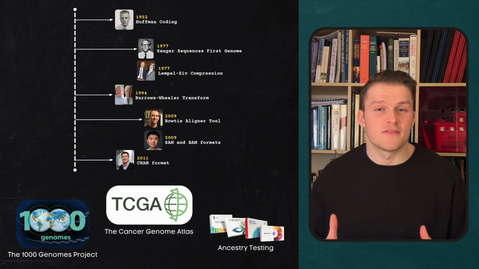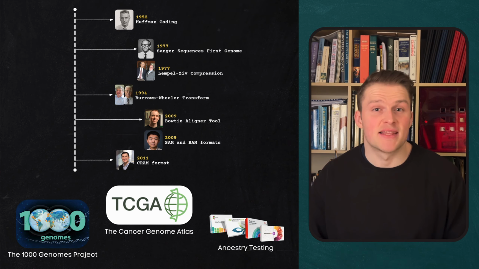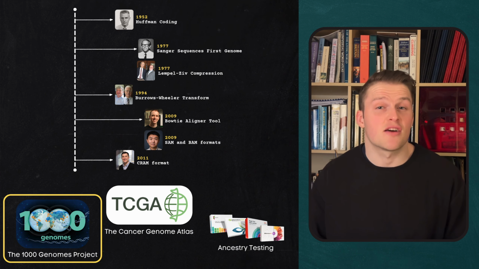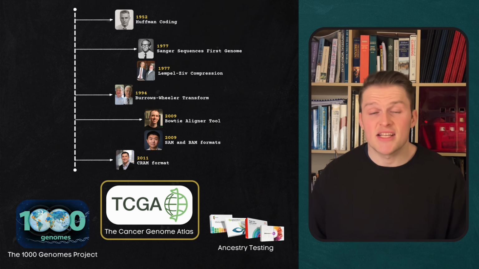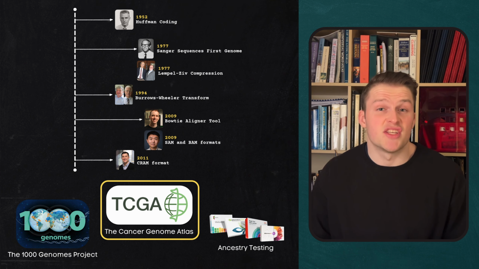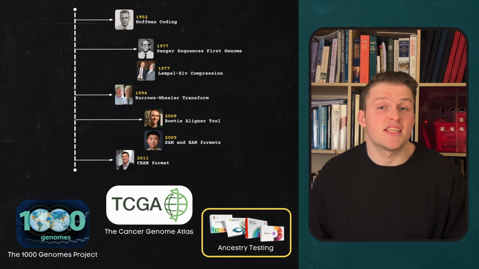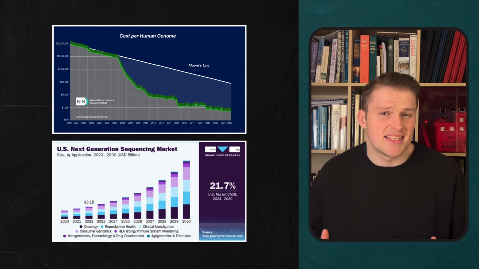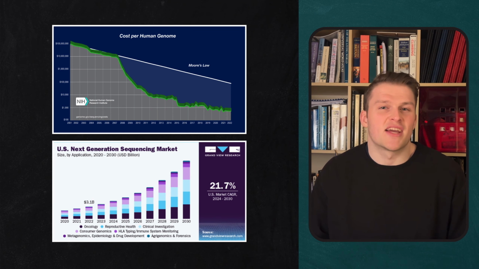The impact extends far beyond just saving disk space. These compression techniques have enabled projects that were once unimaginable. The 1000 Genomes project catalogued human genetic diversity across populations. The Cancer Genome Atlas mapped the genetic changes in different cancers, and ancestry testing companies have helped millions explore their genetic heritage. Today, as sequencing costs continue to fall, we're entering an era where genomic data will become a routine part of healthcare and biological research.